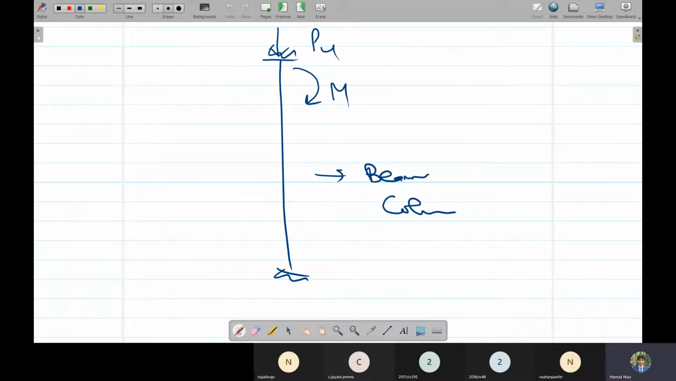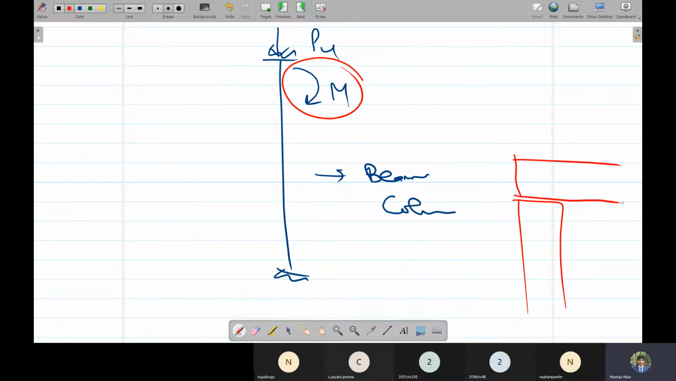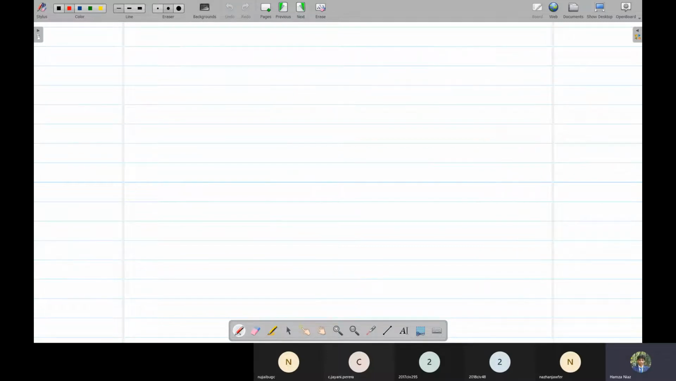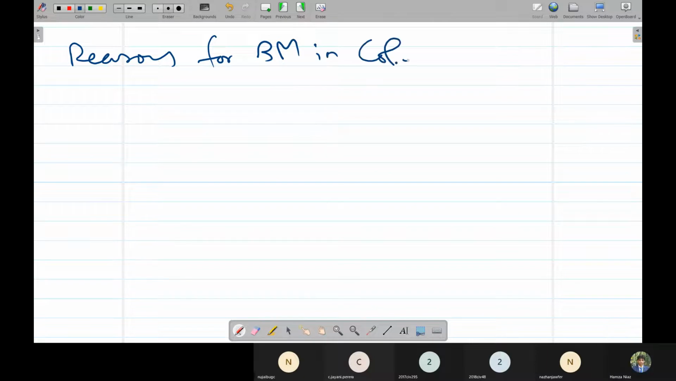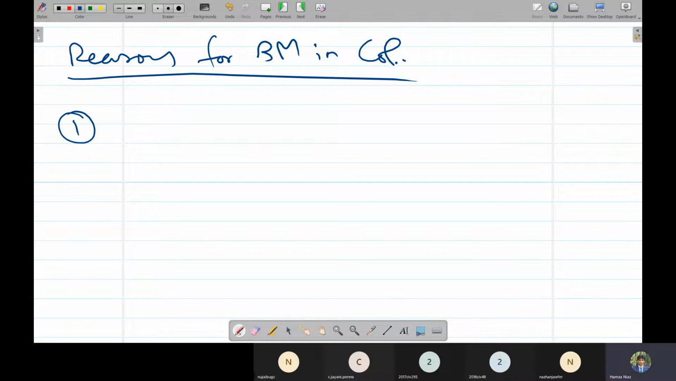The next question is where this bending moment comes from in columns. Usually the slabs are resting on columns, so only axial load is transferred. So where does this bending moment come from? There are four or five reasons for bending moment in columns. The first reason is that the column is not initially perfectly straight.